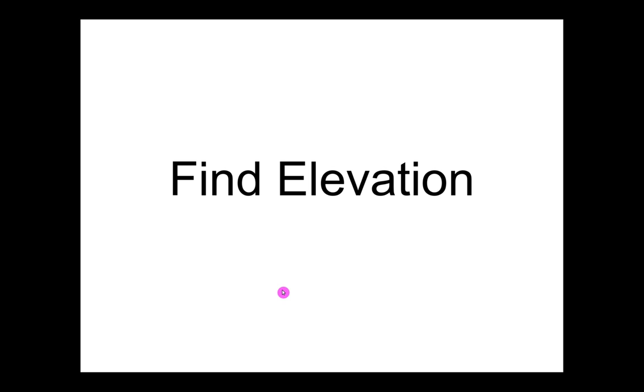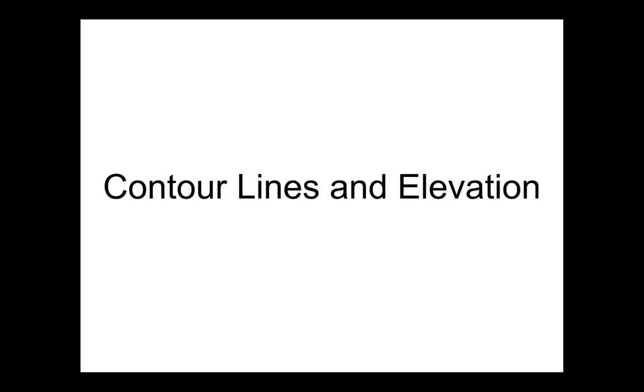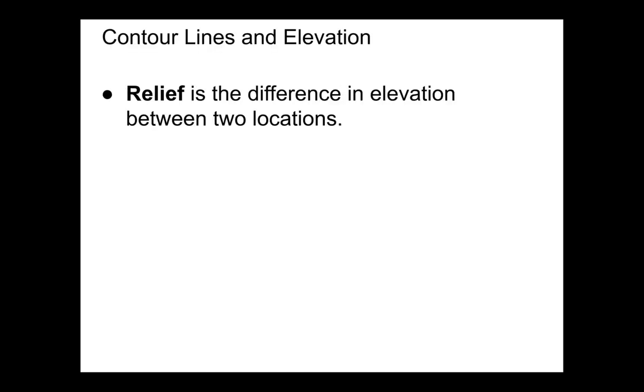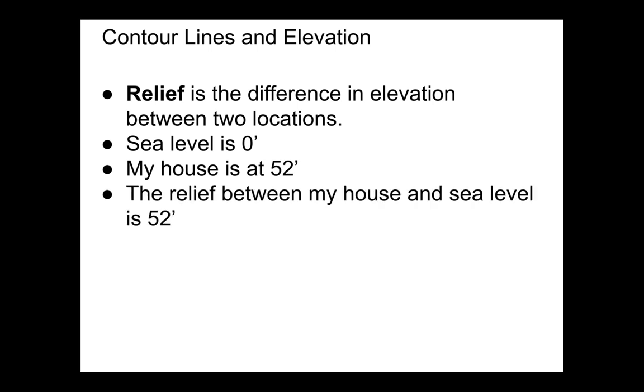To find elevation, we're going to use contour lines and maybe sometimes spot elevations. Relief, again, is the difference in elevation between two locations. Sea level is 0. My house is at 52 feet. So the relief between my house and sea level is 52 feet.